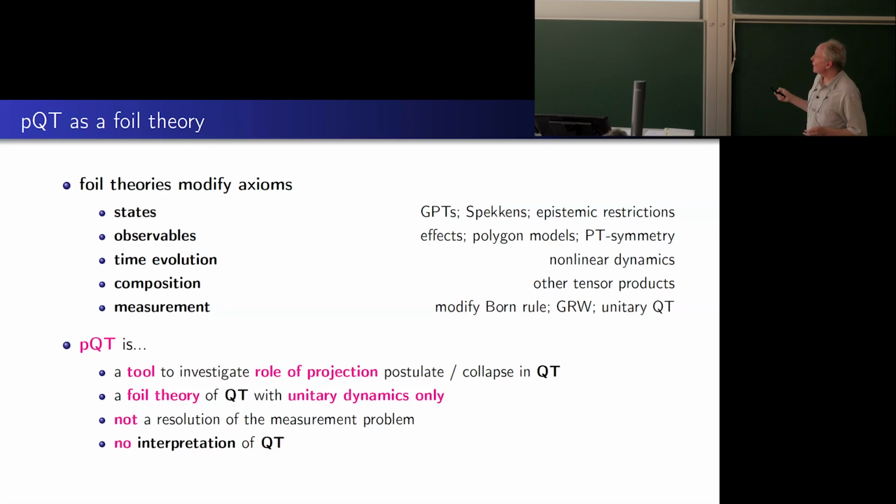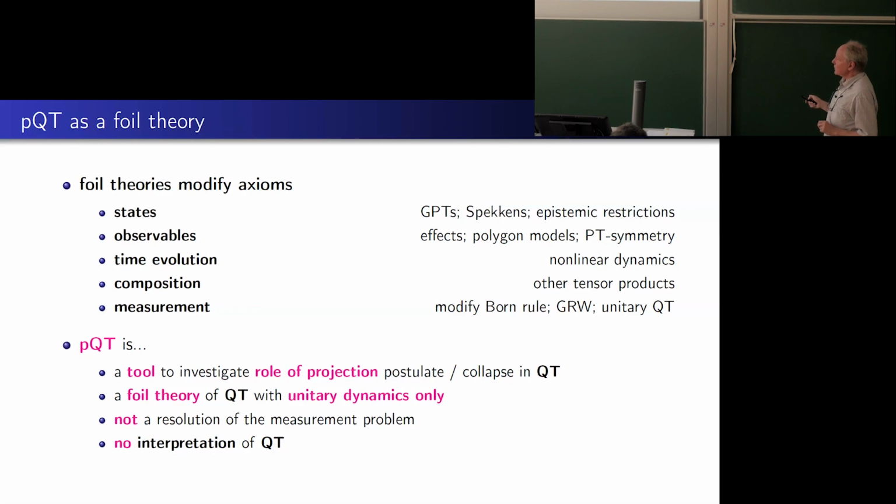Okay, so my motivation is down here. Passive quantum theory, as I explained, is a tool to investigate the role of the projection postulate in ordinary quantum mechanics. And therefore, it is in fact a foil theory, because it's a theory which is different from quantum mechanics, but rather nearby, right? I don't do very abstract stuff here. I have the standard Hilbert space. I have everything as normal, but I change just the one single thing.